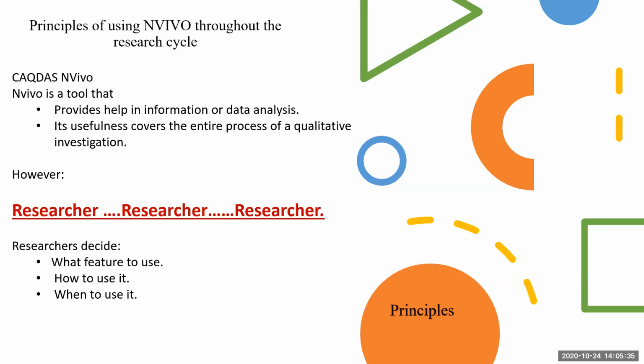In qualitative research, you know that the researcher is the most important tool, the most important aspect of the research. He or she is the one who can decide what feature to use from this bank of tools. We can talk about NVivo as a bank of tools that provides us a lot of abilities to deal with data. But to choose from these tools, we need to know what we want exactly.